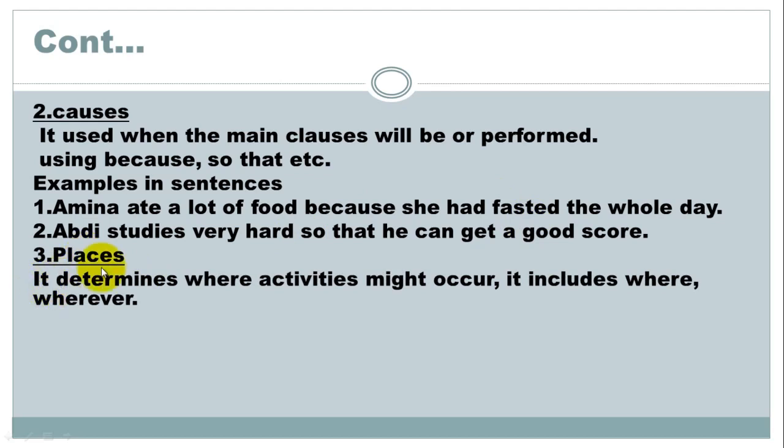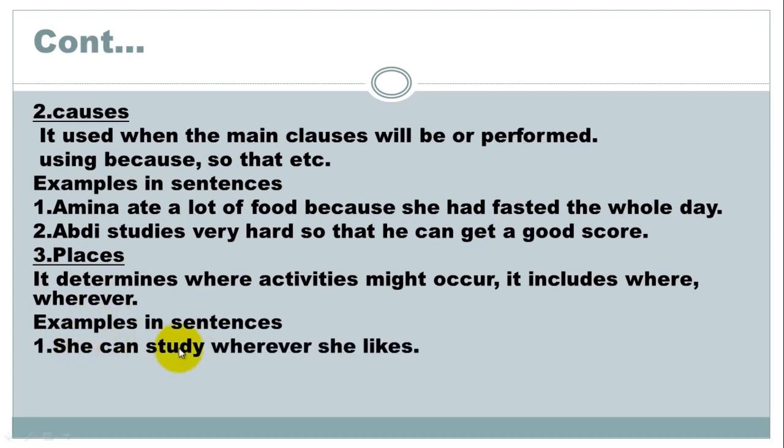Okay, the category of place we shall look in the subordinating conjunction. It determines where activities might occur. These are the examples of subordinating conjunctions which show place. We use where or wherever. So examples in sentences: she can study wherever she likes. Anywhere. That means anywhere she likes. So she can study in Irshaad, she can study in Elias, wherever she likes. Any school she wants.